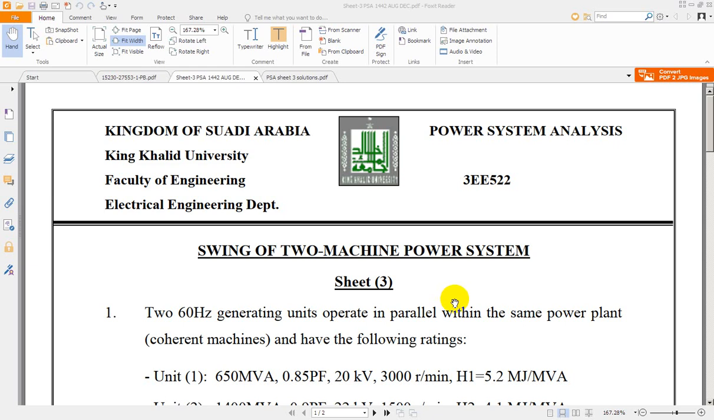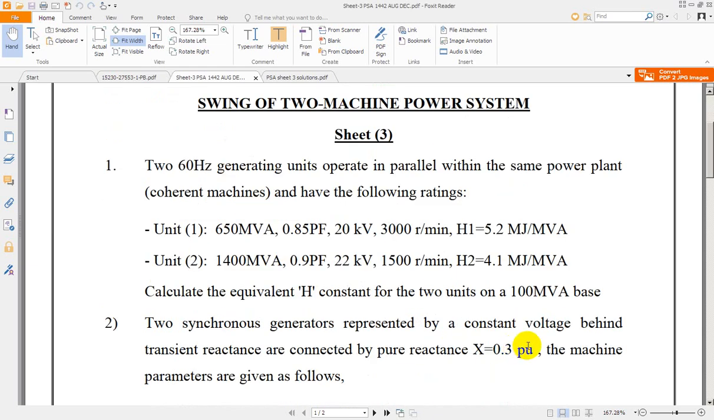In this discussion today, we are going to discuss problems related to multi-machine systems. To start with, we have two 60 Hz generating units operating in parallel within the same power plant, with unit 1 having the configuration shown here and unit 2 having the configuration highlighted here. We need to calculate the equivalent H constant for the two units at an MVA base of 100.